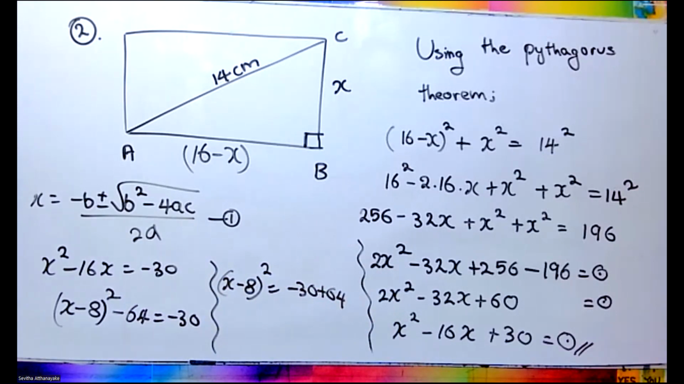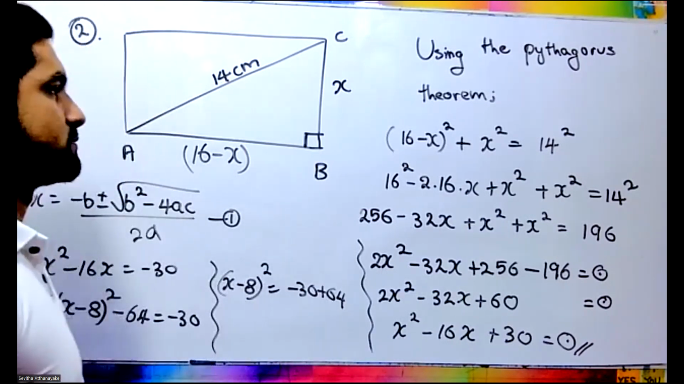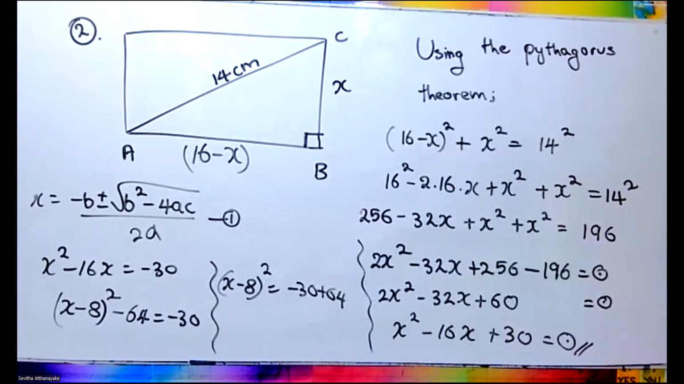Try to get two values for x. Either you can use this method or this method. Try to get the answer. You can send me the two answers. So there's no point of just looking at the board and writing. Try the question while I write it here. If you get stuck, look at the board and write. Okay. Send me the answer.